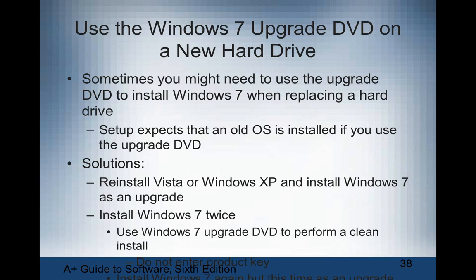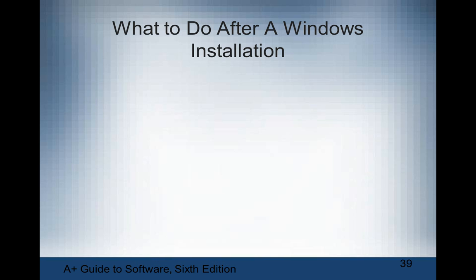Upgrade DVD. Sometimes you might need to use an upgrade DVD when replacing a hard drive. Reinstall Vista or Windows XP and install Windows 7 as an upgrade. That's kind of a pain, but if you're using the upgrade disk, that's the way you've got to go. The one that you get is not an upgrade disk. You won't activate Windows. One of the steps in there says activate Windows. We're not going to activate Windows.